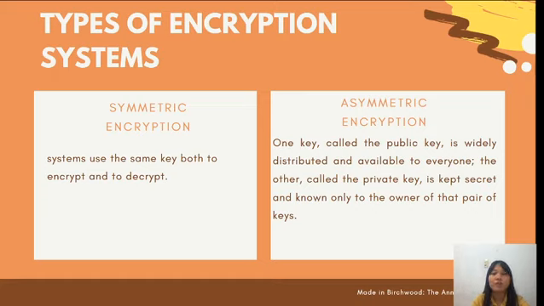Types of encryption systems. There are two basic types of encryption systems. 1. Symmetric encryption. Symmetric encryption uses the same key both to encrypt and to decrypt. 2. Asymmetric encryption. Asymmetric encryption has two keys. One key, called the public key, is widely distributed and available to everyone. The other, called the private key, is kept secret and known only to the owner of the pair of keys.